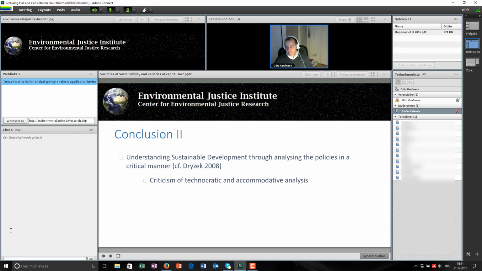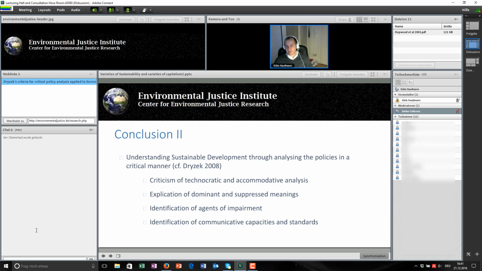There are 4 criteria as developed by John Dryzek in his article on critical policy analysis, and this is basically the criticism of technocratic and accommodative analysis, so looking at the systems which are involved in defining one or the other concept, the explication of dominant and suppressed meanings, the identification of agents of impairment, and finally the identification of communicative capacities and standards.